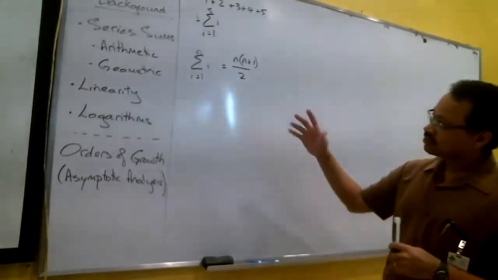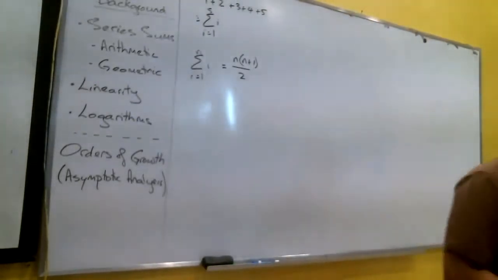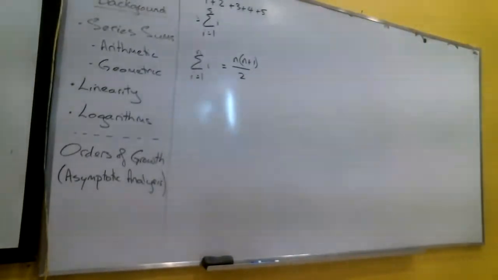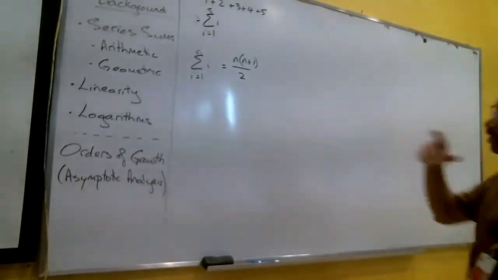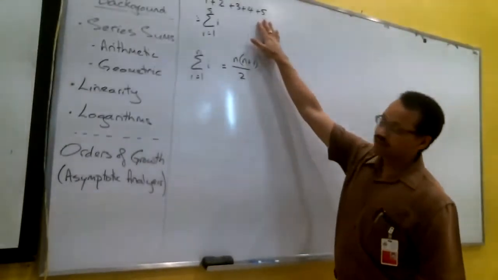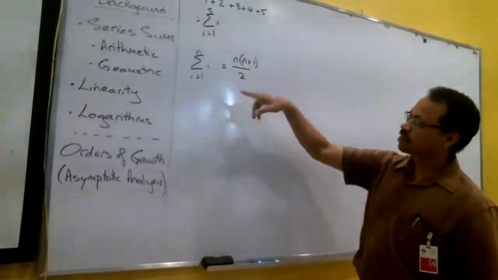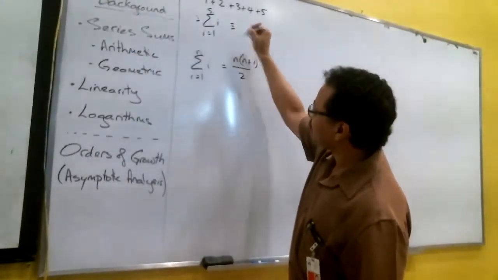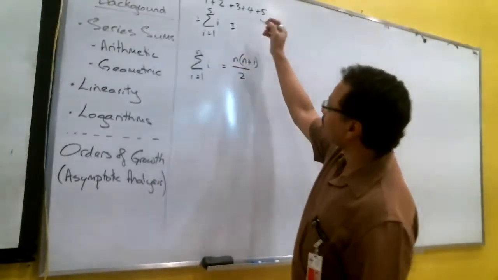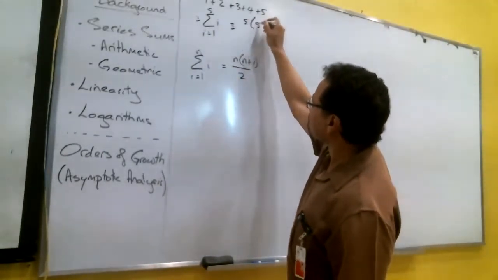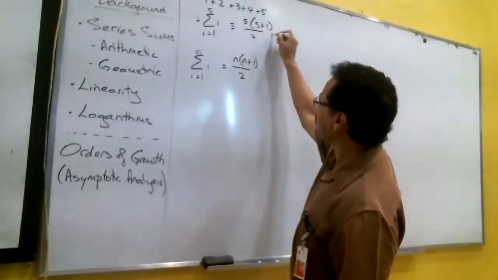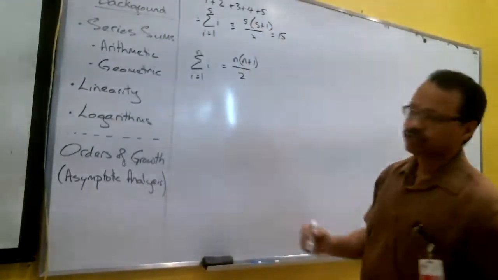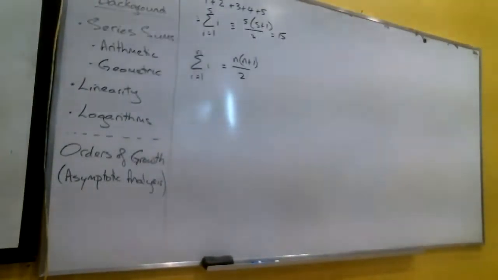But just to confirm it, for those of you who still don't know what this means. In other words, you just look at that, those are just letters. They don't mean anything. Remember when we added this and you got 15? Just to illustrate how this would work, you could plug it in. And based on this, you could recognize that this would just be 5 into 6 over 2, which is 15. So in other words, it's just a confirmation that the formula is actually working.